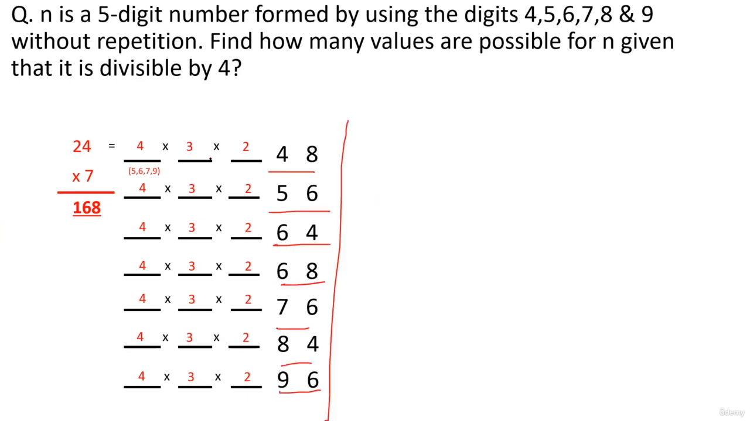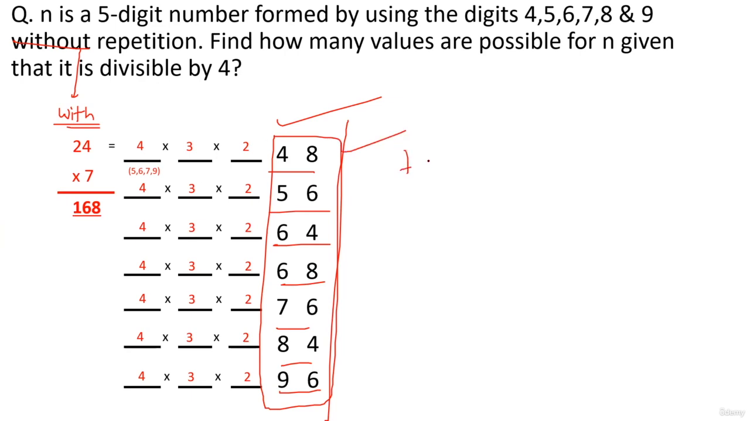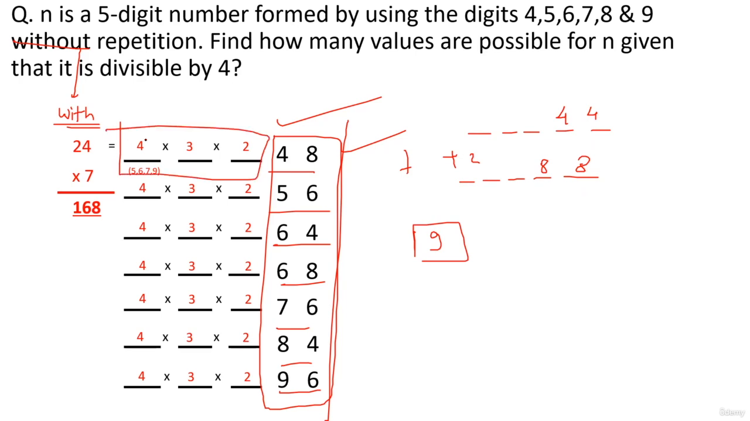Now guys, many times people ask what if n is a 5-digit number formed by using the digits with repetition. With repetition means you can use the digits more than once. So all these cases will definitely be formed, right? The last two digits will definitely be divisible by 4, so these 7 cases will definitely be formed. But for the last two places I will have two more cases. Which ones? One is 44 and the other is 88, right? So now for the last two places I have 7 plus these two, exactly 9 possibilities, right? And for these three digits you don't have 4 into 3 into 2 cases, you have 6 into 6 into 6, right?